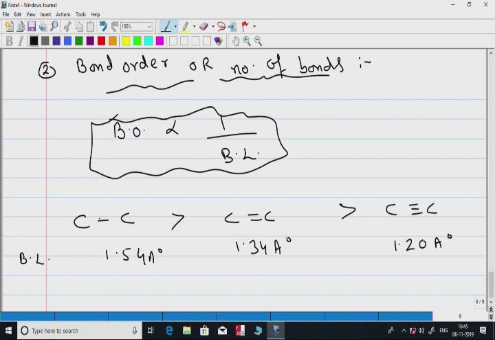Just copy this. After that, I am giving you a question, and you have to arrange them in the order of increasing bond length.